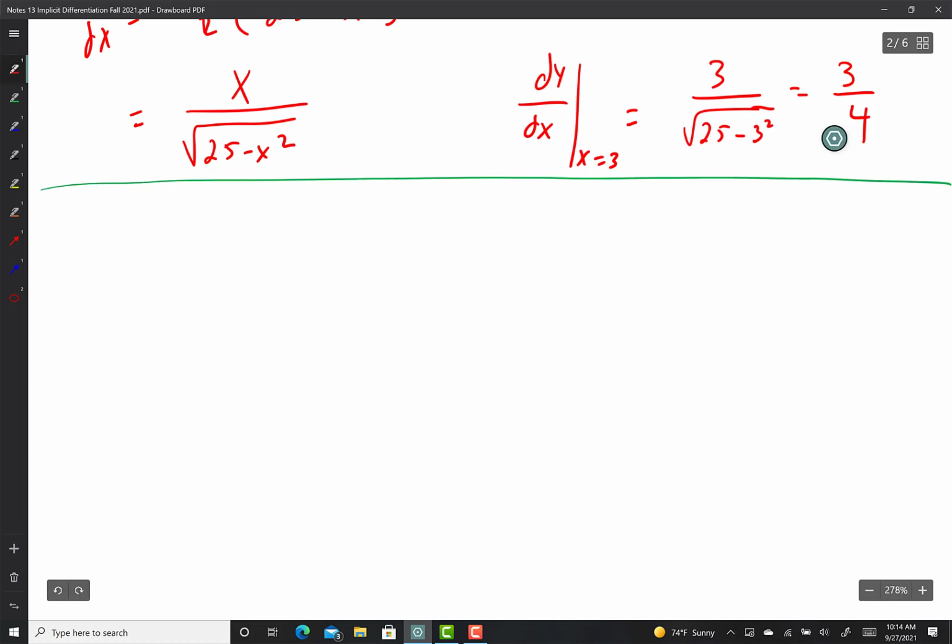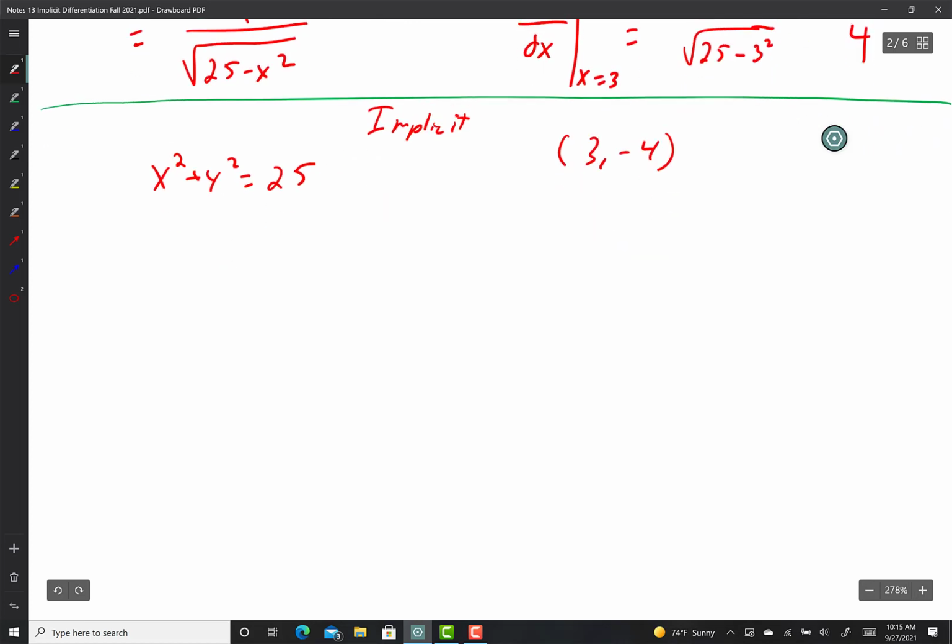Okay. Now let's do it. How am I going to do this? Implicit. So here it is in implicit. The equation is x squared plus y squared equals 25, and I want the slope at 3 comma negative 4.